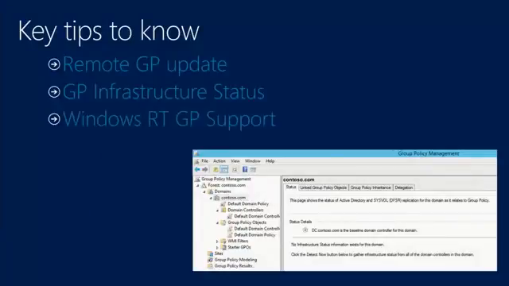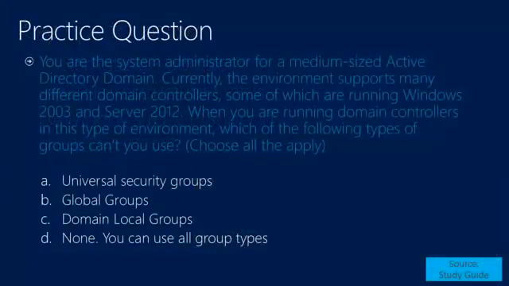So just really quick, the key tips to know for group policy: remote GP updates available. That's again an R2 component. GP infrastructure support, and support for Windows RT for group policy support. That's also available. And then you also have starter GPOs. So things to think about. All these features, they're not making it up. They're actually real features.